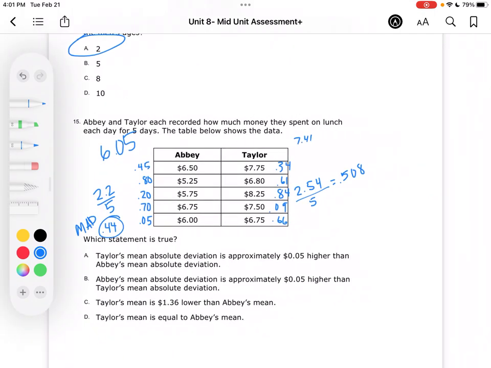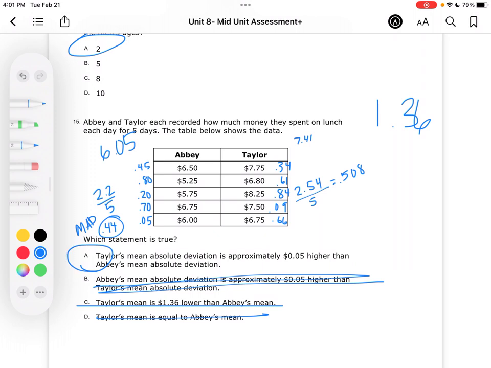Then it says Taylor's mean absolute deviation is approximately 5 cents higher. So Taylor's is higher, Abby's is not. Okay, let's subtract the means. 7.41 minus 6.05 is $1.36. That's not true. Taylor's is not lower, Abby's is lower. Taylor's mean is equal, that's not true, so it's gotta be A.